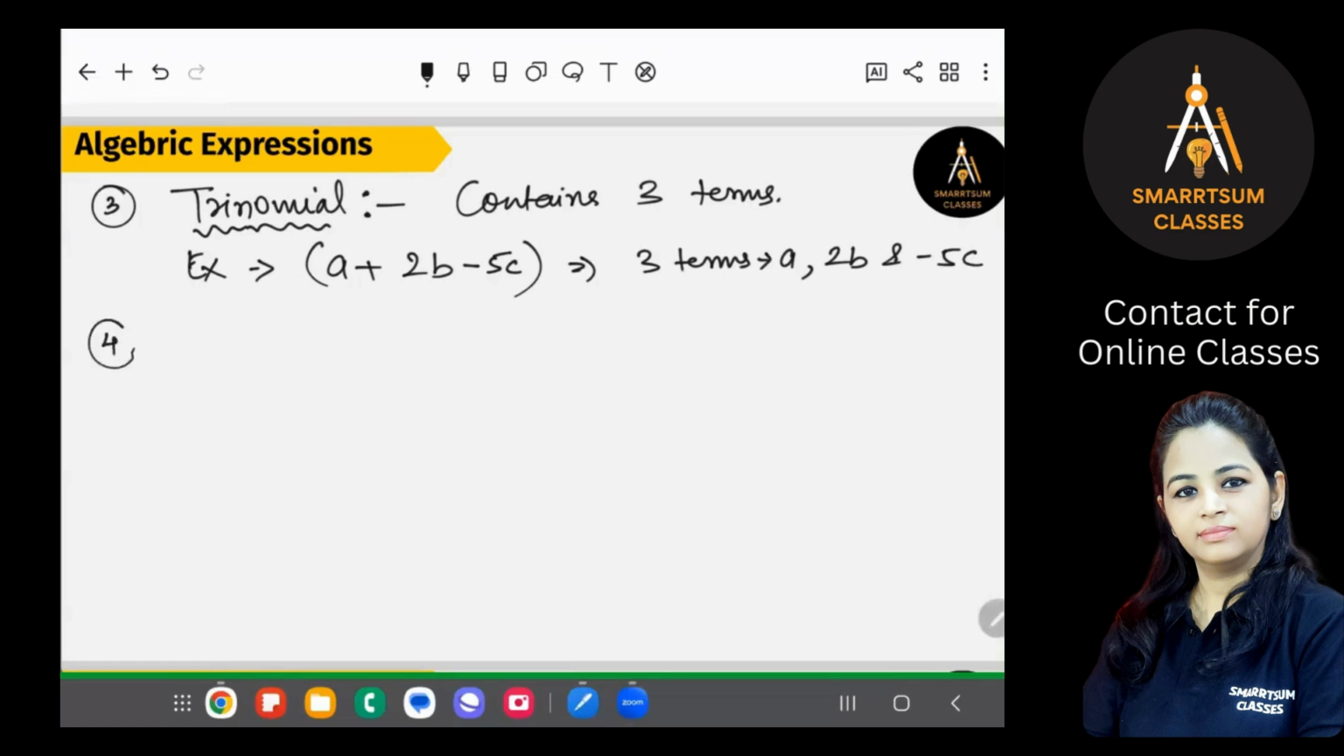Now the fourth type of algebraic expression is quadrinomial algebraic expression. Now, what is the meaning of the word quadri? Do you know quadrilateral? Quadri means having four. Quadrilateral is a closed figure, or you can say a polygon, which has four sides. Right?